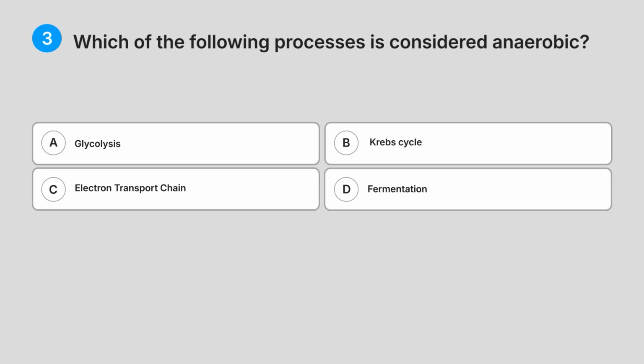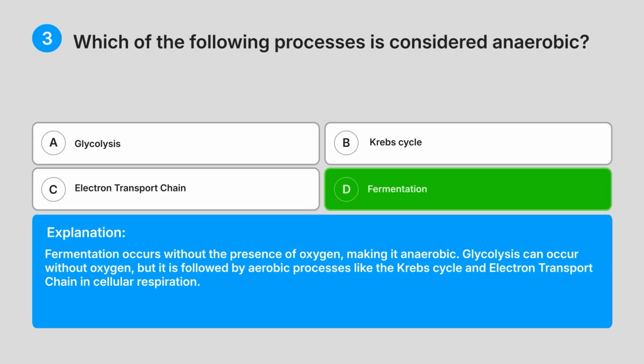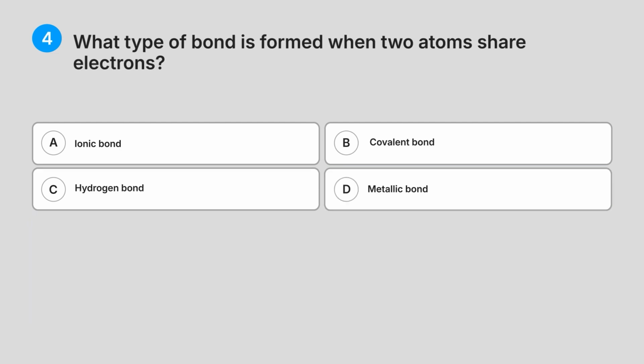3. Which of the following processes is considered anaerobic? A. Glycolysis. B. Krebs cycle. C. Electron transport chain. D. Fermentation. What do you think is the answer? Correct answer: D. Fermentation. Explanation: fermentation occurs without the presence of oxygen, making it anaerobic. Glycolysis can occur without oxygen, but it is followed by aerobic processes like the Krebs cycle and electron transport chain in cellular respiration.